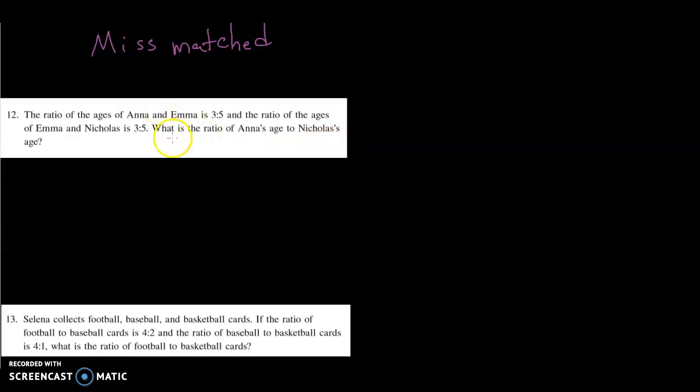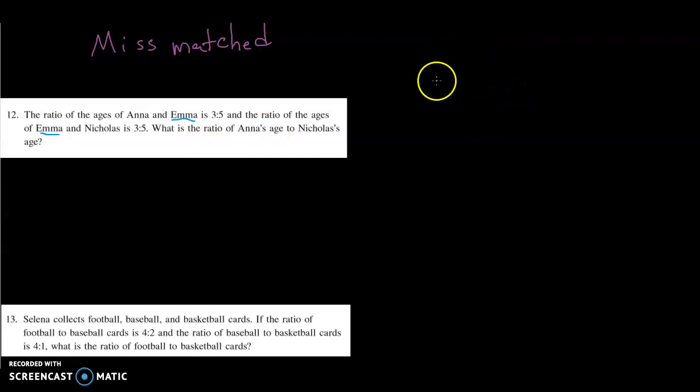Okay, so look at this for a minute. It says the ratio of the ages of Anna and Emma is 3:5, and the ratio of Emma and Nicholas is 3:5. What's the ratio of Anna to Nicholas? So see, here's where this can be a little tricky. We don't have any direct comparison between Anna and Nicholas, right? But what we do have, and this will always be the case with every one of these types of questions, is some common link. There's a bridge, so to speak, to get from Anna to Nicholas, and that would be Emma, because Emma appears in both of these ratio sets.